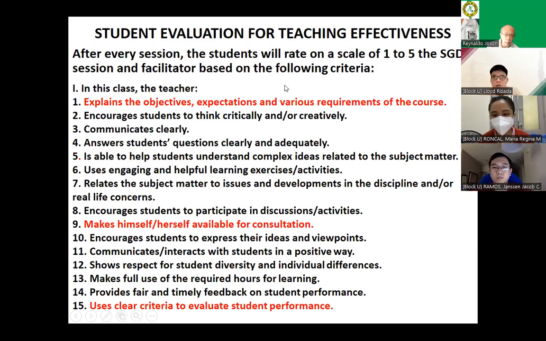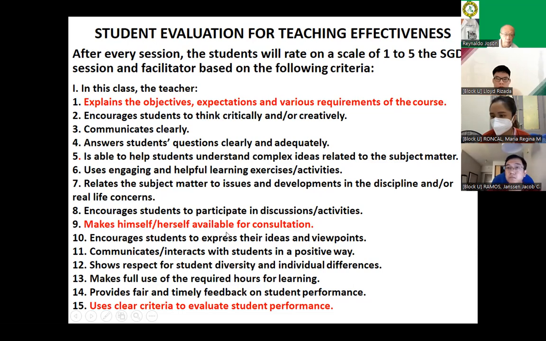Have you been given a form on how you're going to evaluate me, Naman? Okay, I hope you have a copy. I won't read them anymore. I'll just put emphasis on the red lines. Explains the objectives, expectations, and various requirements of the course. I've done that. Make herself available for consultation. This was given by the department. So I have to make myself available to you for consultation.